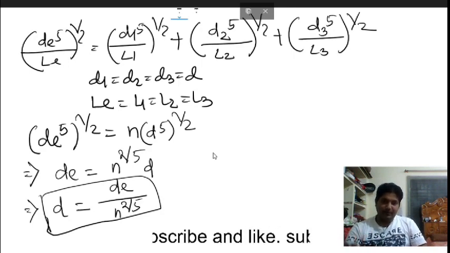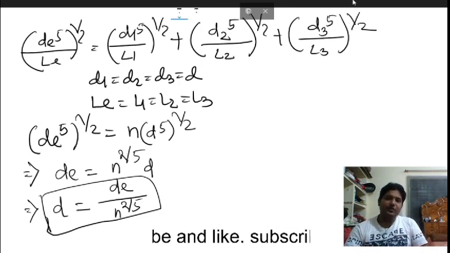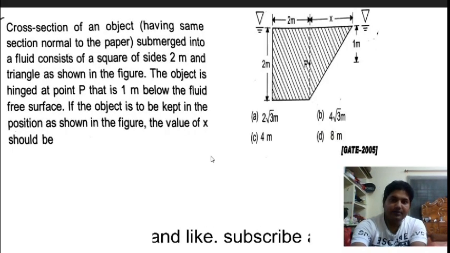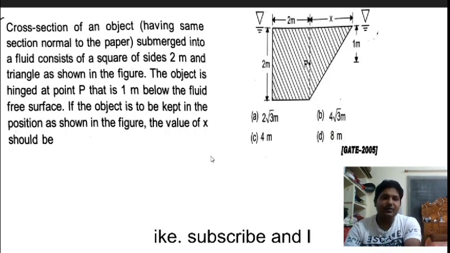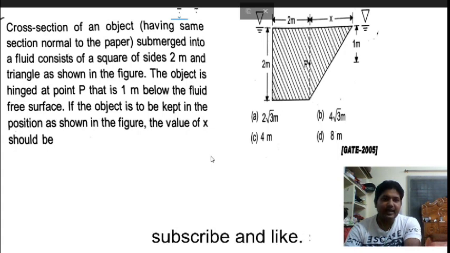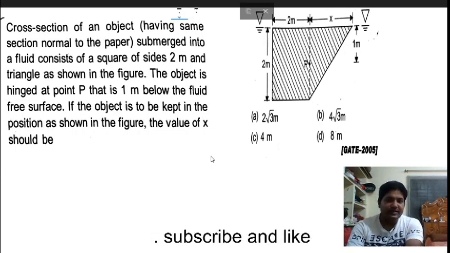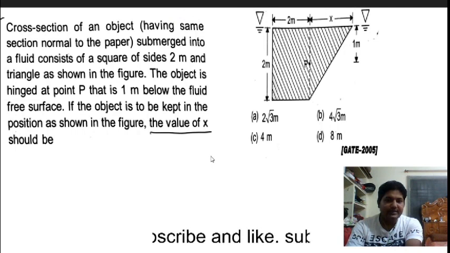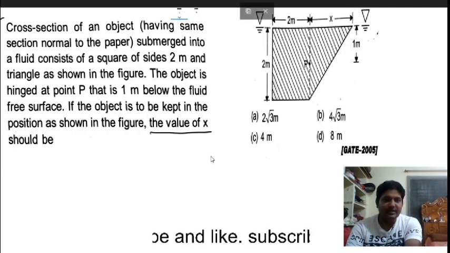Okay, now we are going to solve some GATE previous year questions. So this is the problem. The cross section of an object is given to you and it is submerged in a fluid, and this consists of a sphere of size 2 meter. So we have to find the value of x so that the object is kept in position, so the object will remain in equilibrium condition.